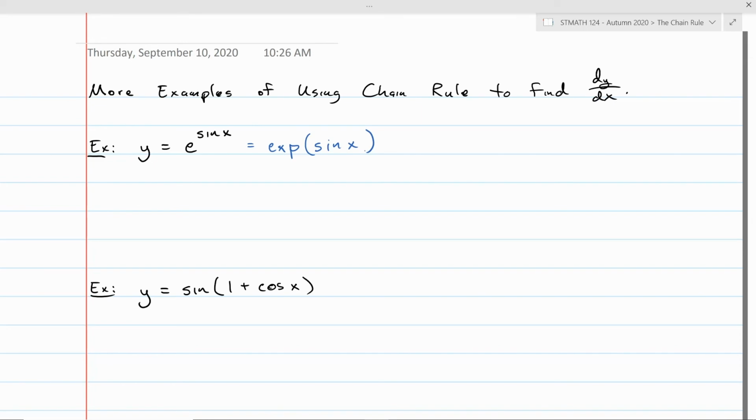We know that the derivative of e to the x is just e to the x. So if I want to take dy dx here, I differentiate the outside function. The outside function is e to the x, but it's got an inside function that I'm going to leave there. So the derivative of the outside function is just e to the sine of x. Then I have to multiply times the derivative of the inside function, which will be cosine. So we end up with e to the sine of x times cosine of x. Our inside here was sine of x, and our outside was e to the x. That's what was going on.